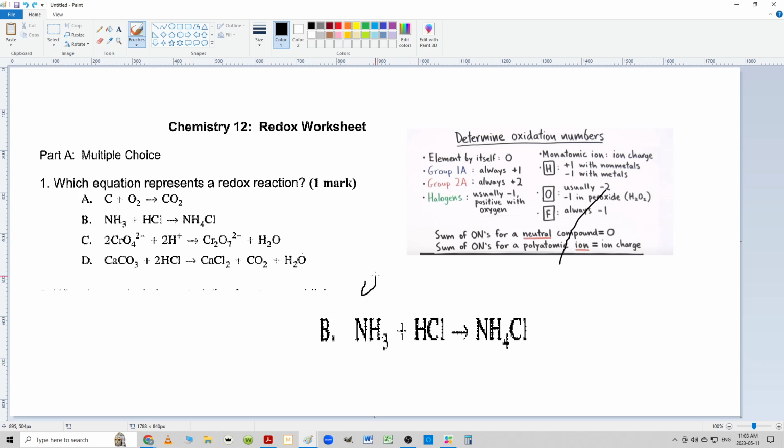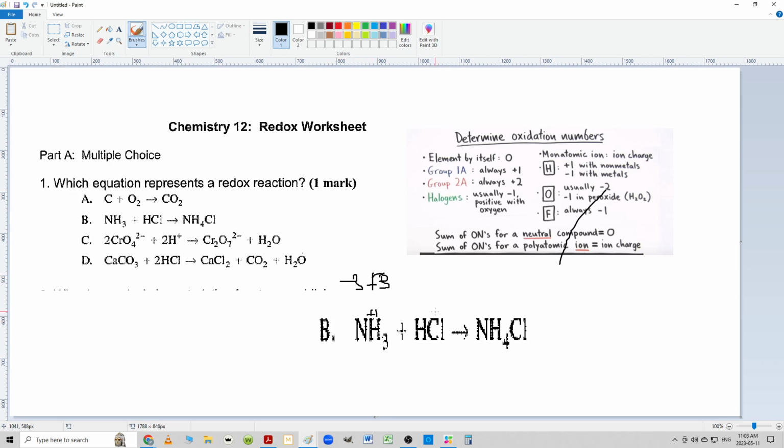Well, this is a 0 here, which means we have to add up each of these charges to make sure. H is +1 with a nonmetal. Nitrogen's a nonmetal. So each one of these H's is +1, which means its charge is +3. Since this is a compound with no charge, it has a balanced charge of 0. That means if each hydrogen is +1, then this nitrogen must be -3.